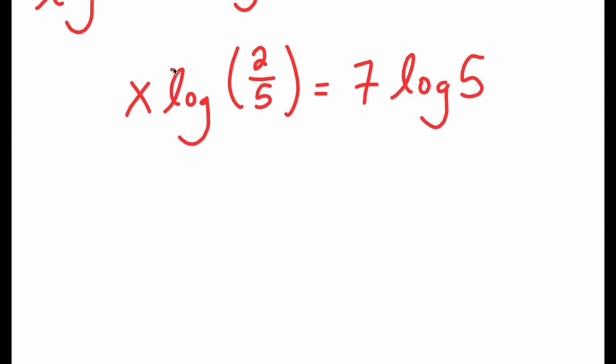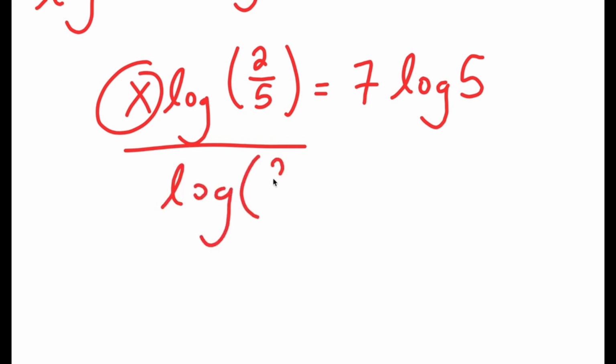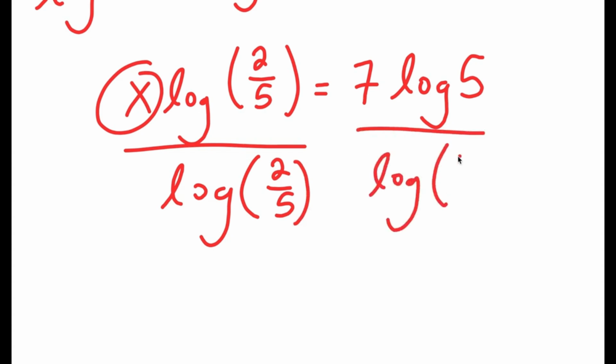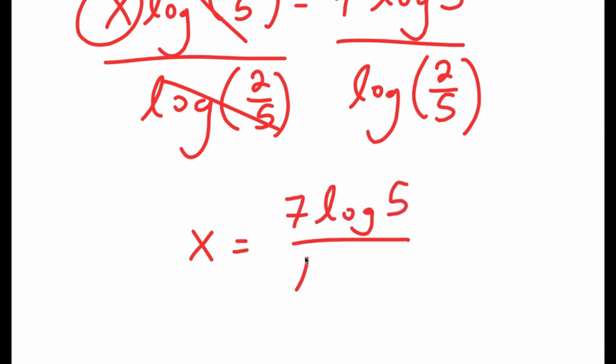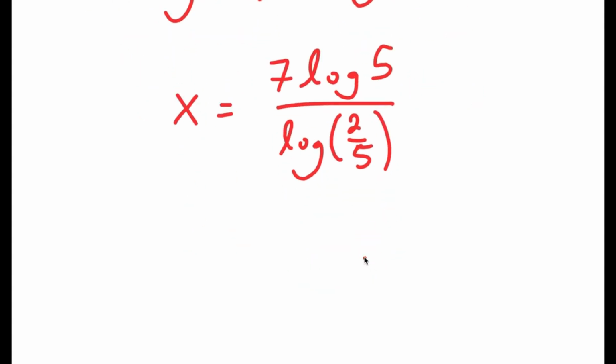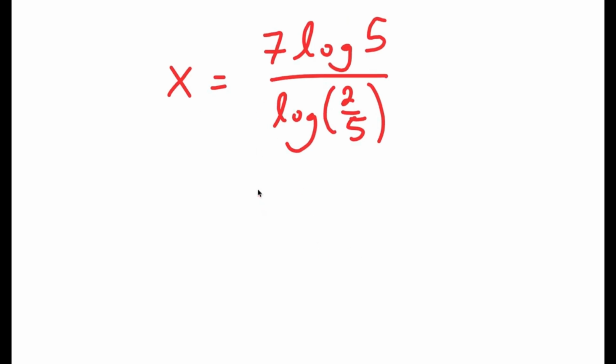Now from here, we obviously want to find the value of x, so to do that, we have to get rid of log 2 over 5 by dividing both sides by log 2 over 5. So then these two cancel out, and I get x is equal to 7 times log 5 over log 2 over 5. And we have our answer here. This is our solution, but there is a way to simplify it more.